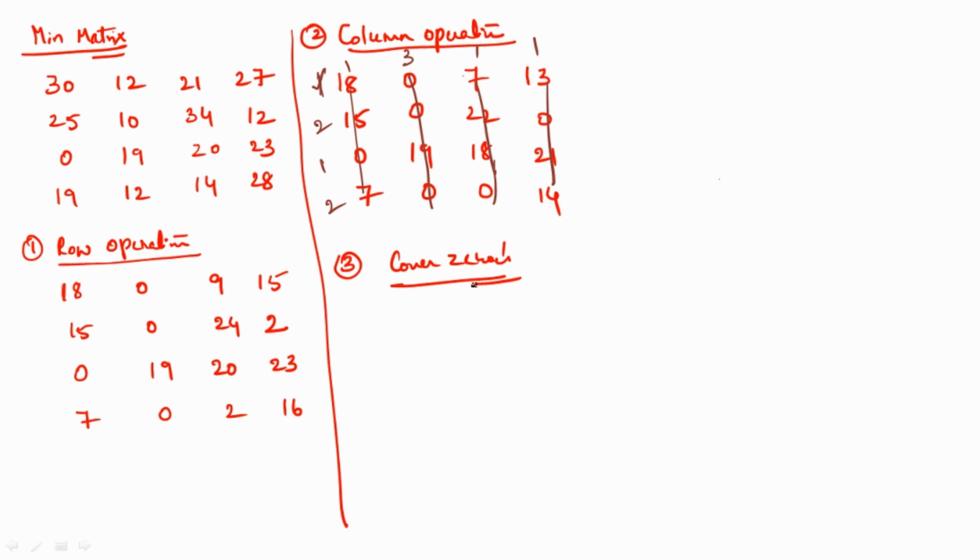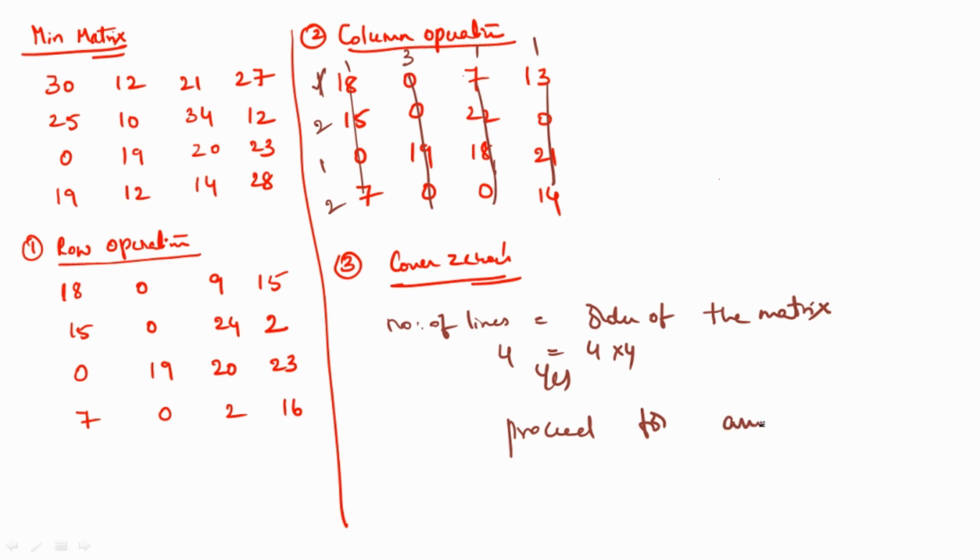Okay. Therefore, now did I cover all the zeros? Yes. Did I cover it with the minimum number of lines? Yes. Therefore, what was the rule? Number of lines is equal to order of the matrix. Your answer is what? Yes. Why? Because number of lines is 4, order of the matrix is also 4 by 4. Therefore, it is yes. Once number of lines is equal to order of the matrix, we can proceed for assignment. Pretty simple, right? So let's go to the assignment.